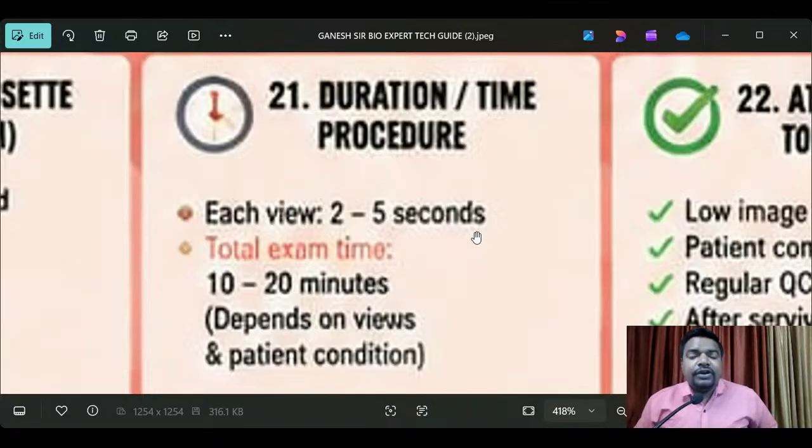Listen carefully and note it down. It is very, very important, my dear engineers. See here, duration of the procedure: each view 2 to 5 seconds, and total exam time 10 to 20 minutes, depending on views and patient condition.